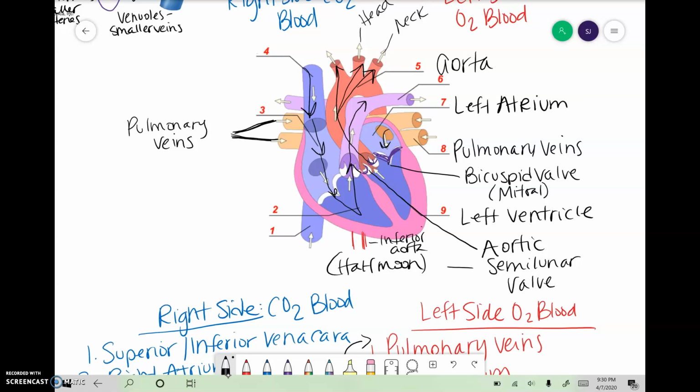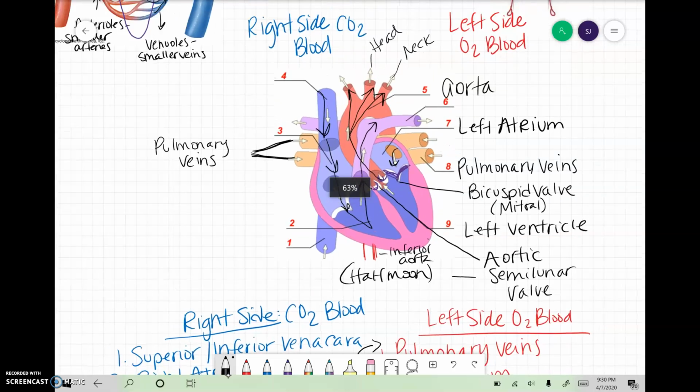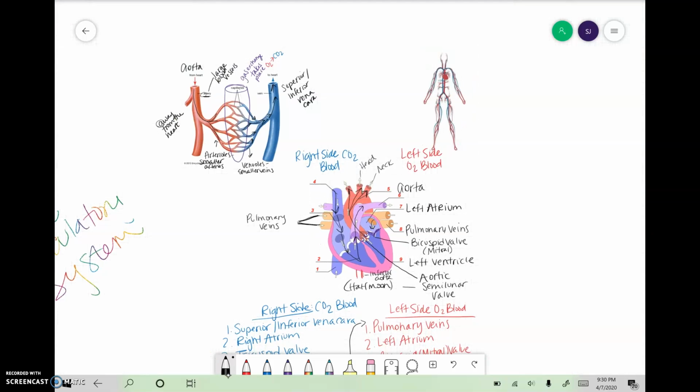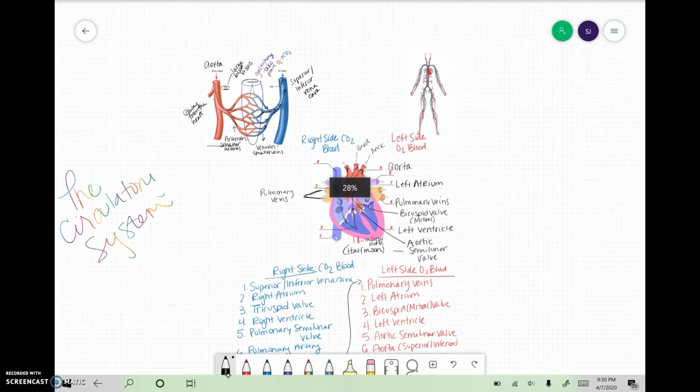So it is a continuous cycle of pushing blood to its destination and exchanging whatever gas is necessary for that section. Okay, so this is the circulatory system in a nutshell.